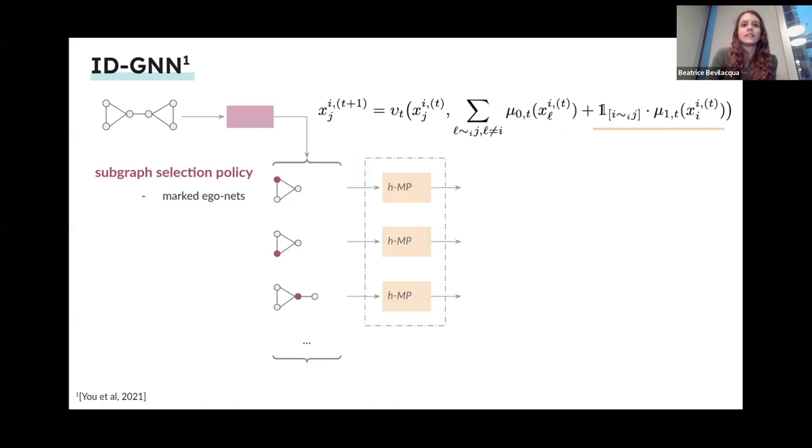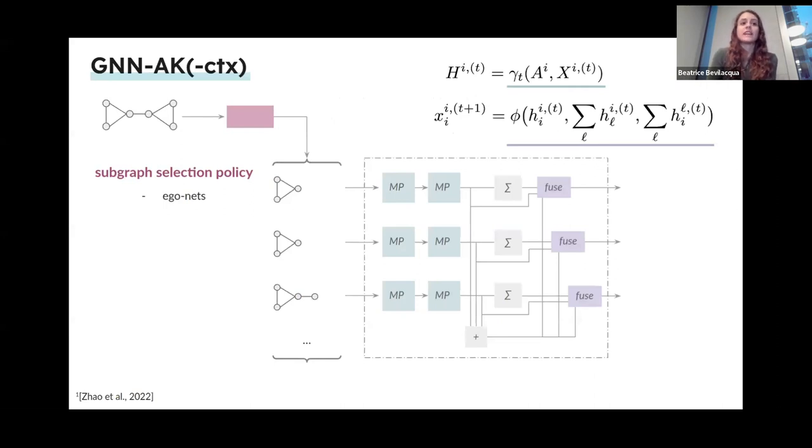IDGNN works on marked ego nets, which are ego nets where the root of each subgraph is marked, and the difference is that it is indeed treated differently. In particular, the layer features a specific message function for the ego network roots, which has a different set of parameters than the message function that is used for the other neighbors. And for this reason, it's called the heterogeneous message passing. Note that this is the first architecture presented here that is not obviously subsumed by DSS GNNs. So it is not clear how they relate to each other and if there is one that is more powerful, or which upper bound this architecture has.